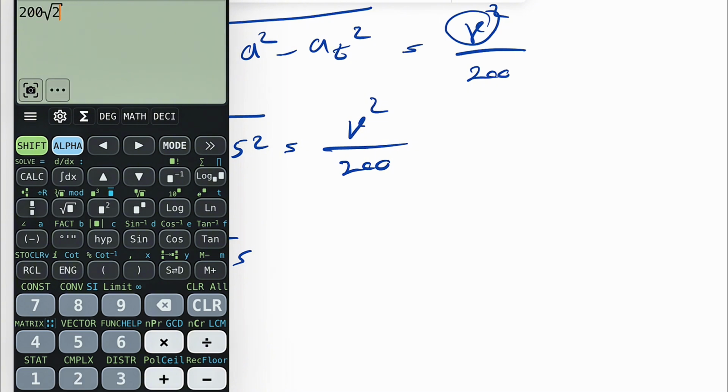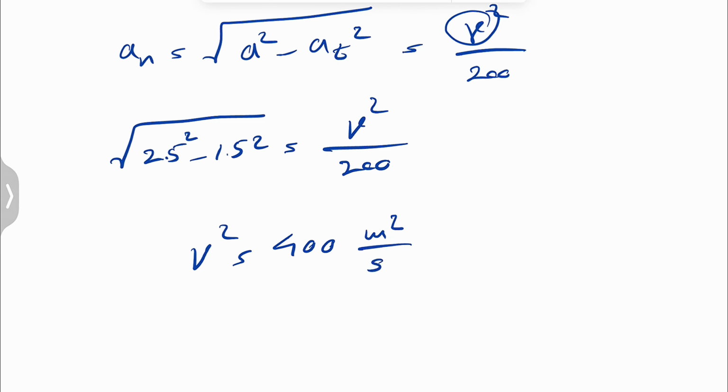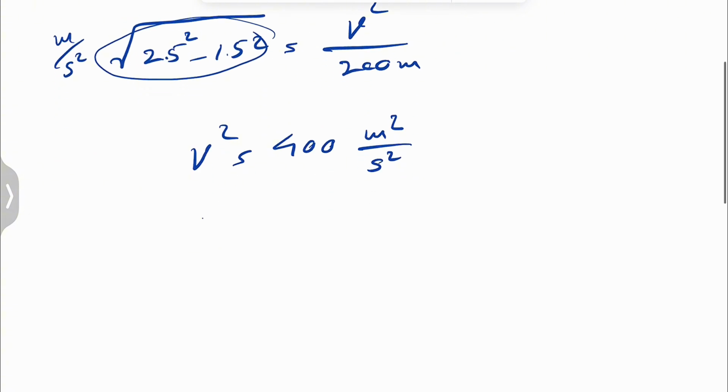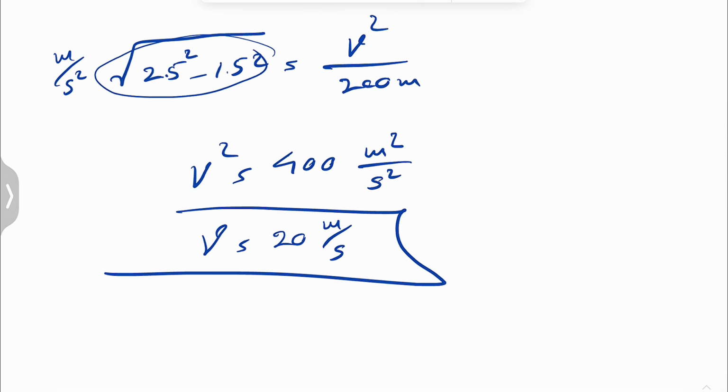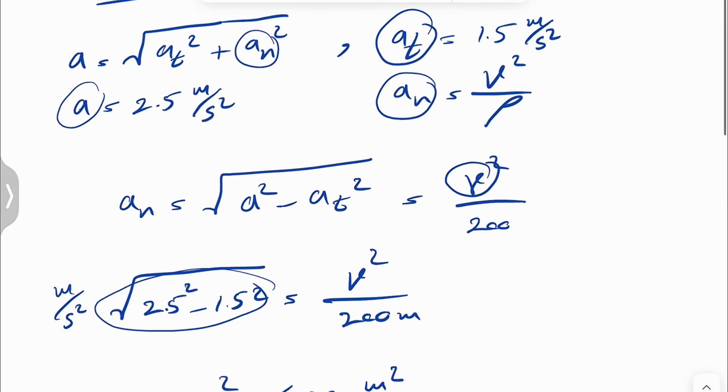200 times the square root of 2.5 squared minus 1.5 squared, that's going to be 400 meter squared per second squared, because this is going to be meter and this is going to be meter per second squared, because it's the unit of acceleration. And if we just do the square root on each side, we're going to get 20 meter per second as the speed. And yeah, that's going to be the final answer for this question.